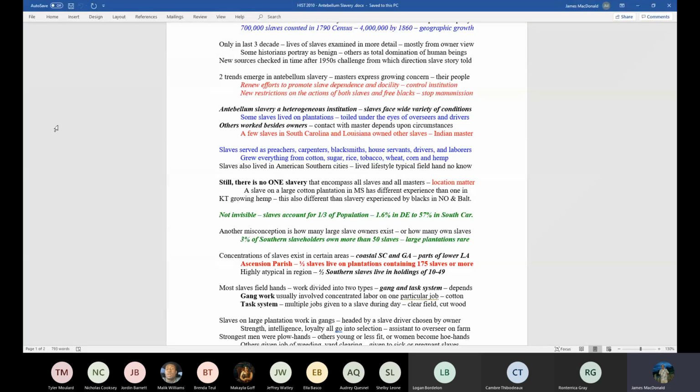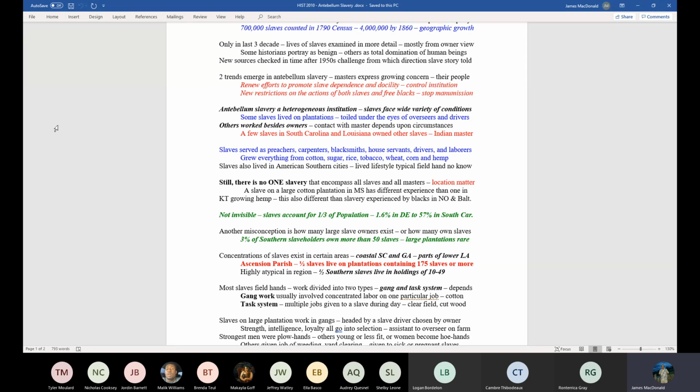They were slave owners, to the tune of probably about a third of the Cherokees in Georgia were actually slave owners themselves. Slaves served in a number of roles on farms and plantations around the South. They were preachers, carpenters, blacksmiths, house servants, and drivers, those who would drive field hands to work. They were laborers, of course, working the cash crops, growing everything from cotton, sugar, rice, tobacco, to wheat, depending on where you were in the American South.